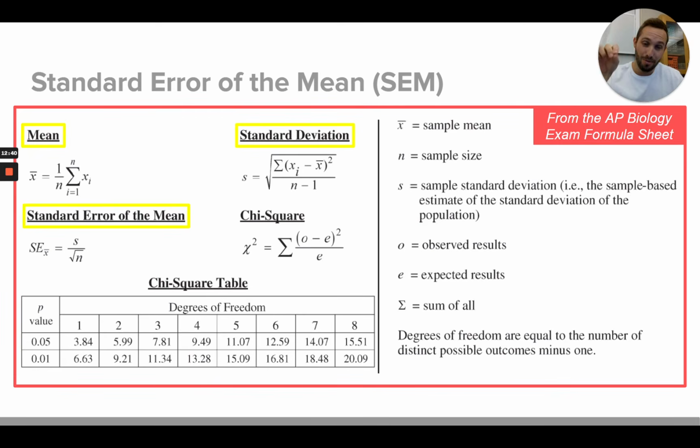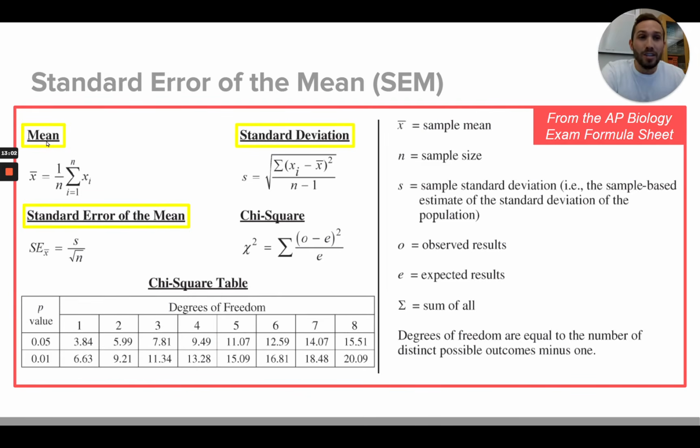You are not responsible for calculating the standard error of the mean, which is based off the standard deviation, which you're also not responsible for calculating. So I will never ask you in this class, and no one on the AP test will ask you, to calculate the standard error of the mean, because it's a lot of work to do by hand, and usually we just use a computer or a calculator to do it for us.